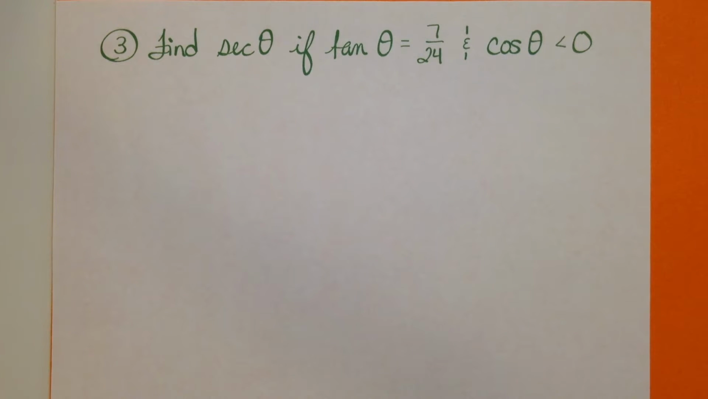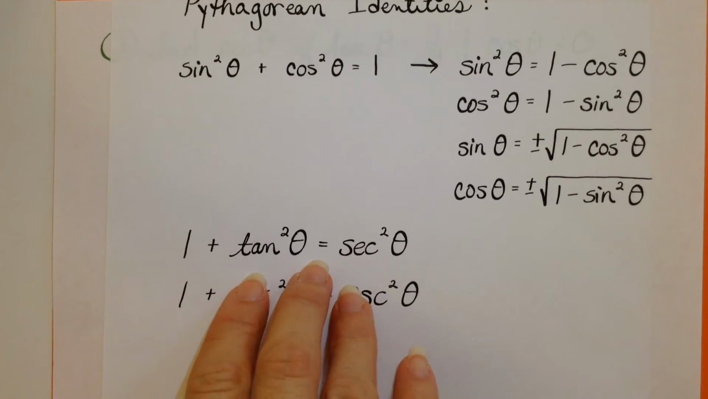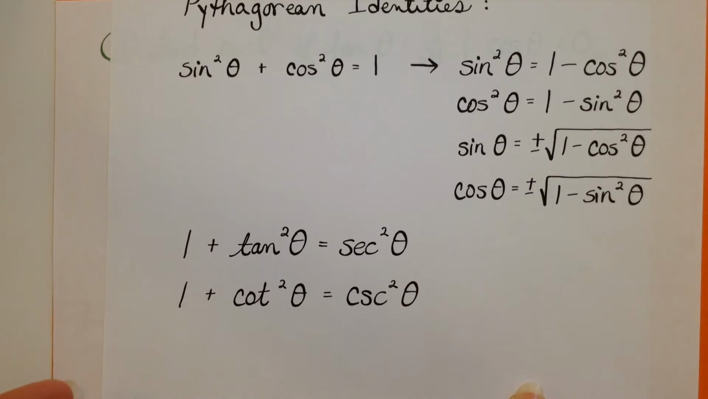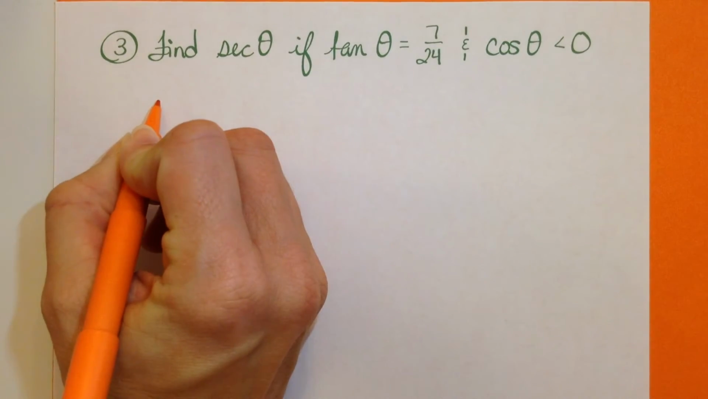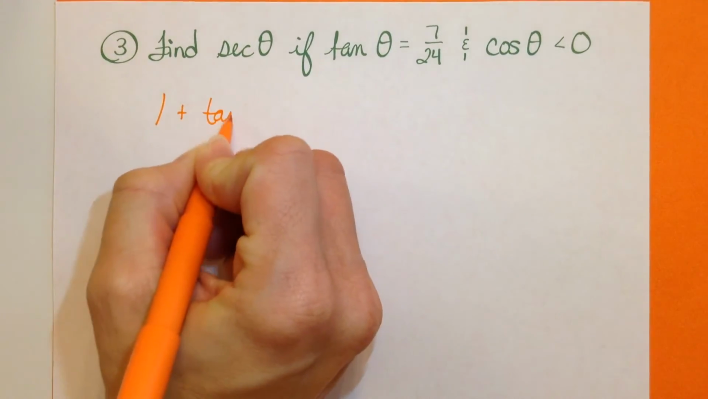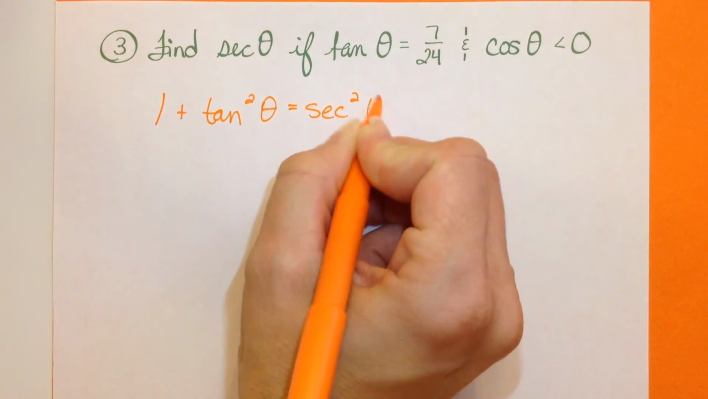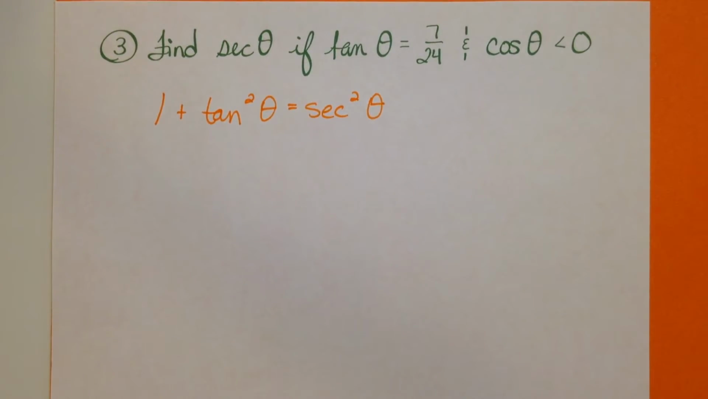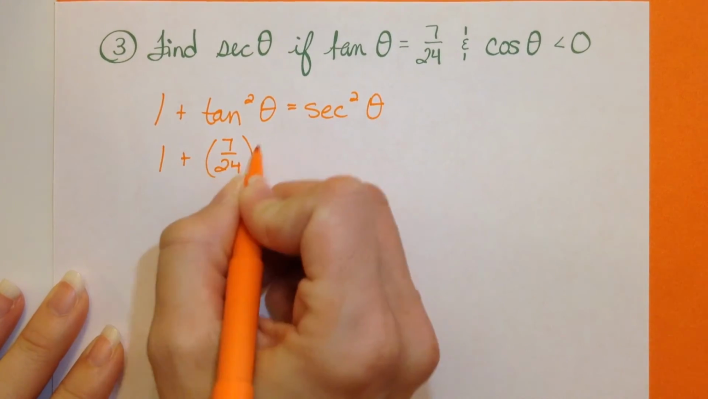On this one you're asked to find secant and you are given tangent. So actually the one that you're going to want to use here would be this one, because this identity relates your tangent and your secant right there. Let me write down our identity. So I take my 7 over 24 and substitute that in. But I do have to square that.